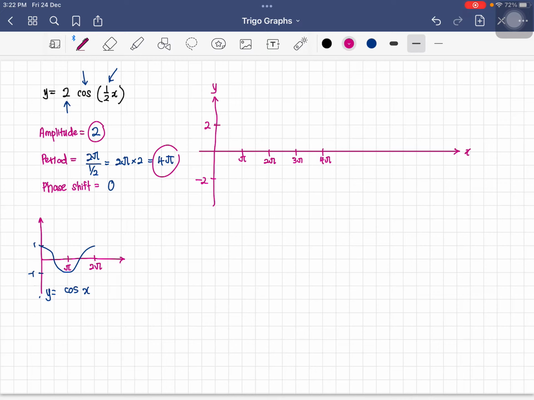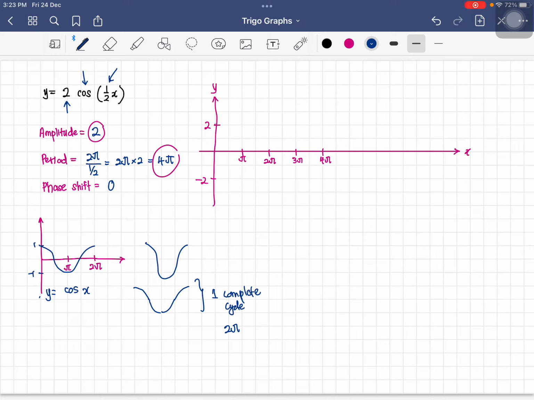Let me just make it clear for you. For the cos of x, you have this kind of graph for one complete cycle. You start here, you stop here, and then you go to this and this one. So that is for one complete cycle. But for this one, the period is actually 2 pi, and now our period is actually 4 pi.